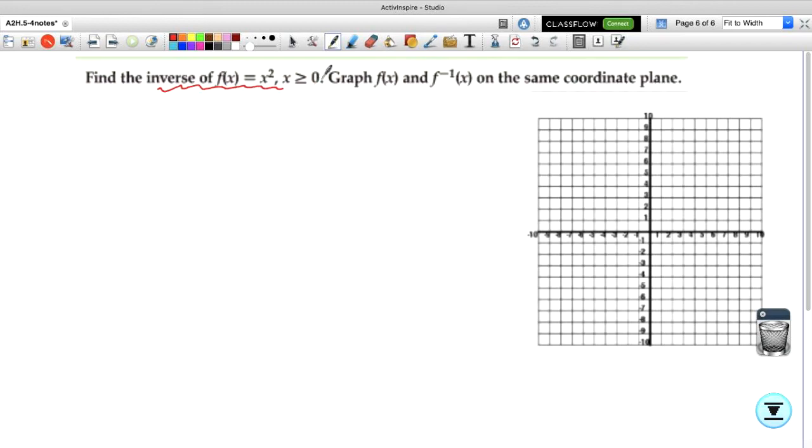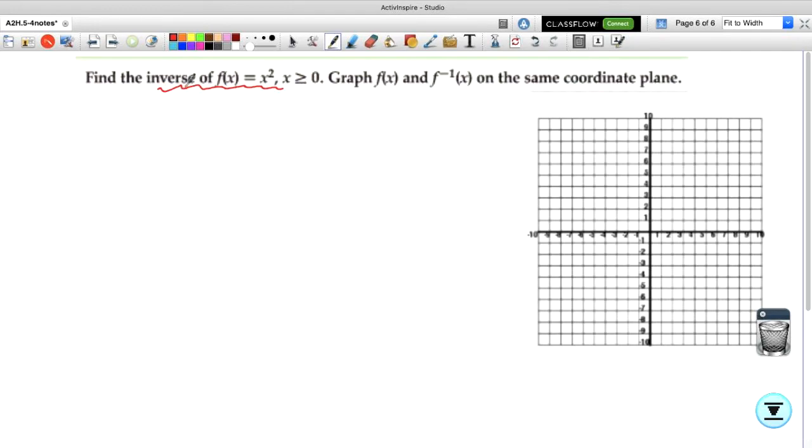But we're going to limit our domain to x values that are only greater than 1. So when we go to graph it, we're going to graph f of x equals x squared, and then we're going to do the inverse of f of x on the same plane. We're only going to graph where x is greater than or equal to 0.